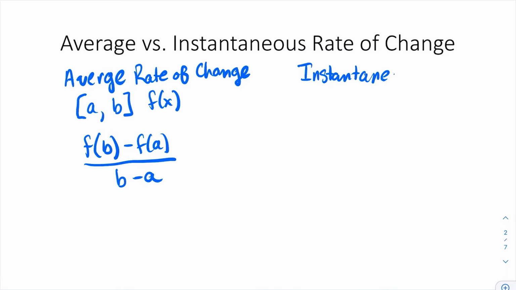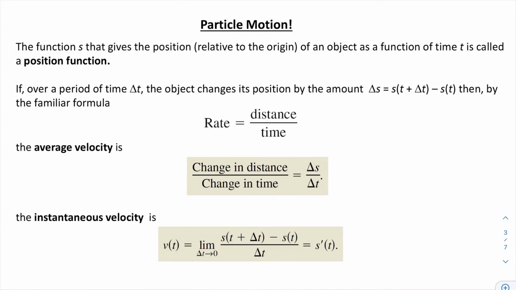versus the instantaneous rate of change is the derivative f prime of x. And what this lesson has to do with is particle motion. So we're going to be talking about particles moving along a number line, essentially, and going back and forth. So think about driving your car.